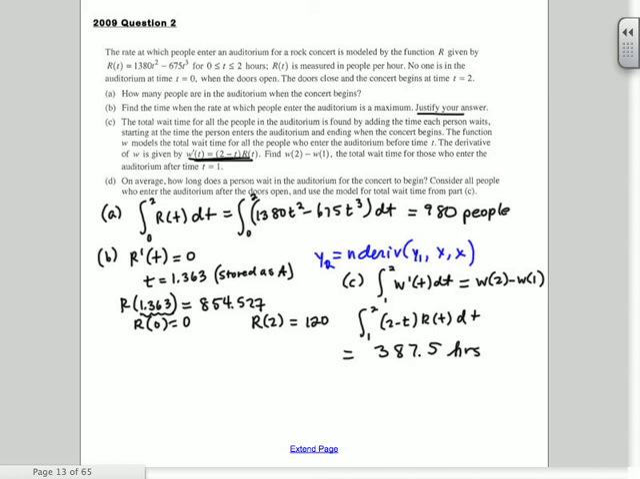All right, D. God, 60 days. All right, so on average, all right, here we go. On average, how long does a person wait in the auditorium for the concert to begin? Okay, it says consider all people who enter the auditorium after the doors open, so from time 0 to time 2, and use the model for the total wait time from part C. So you're kind of using some similar information from before from part C. So now what do?